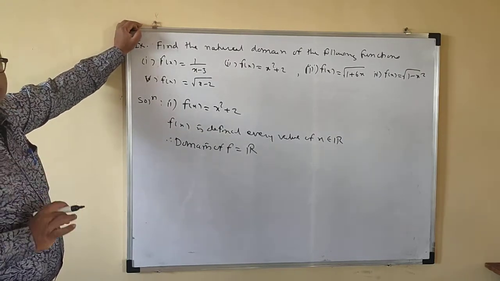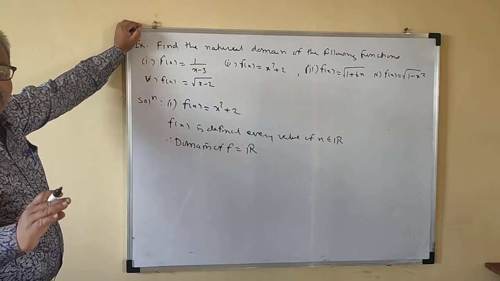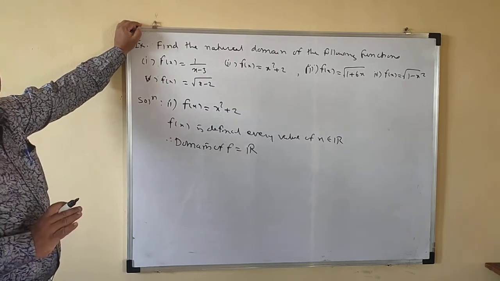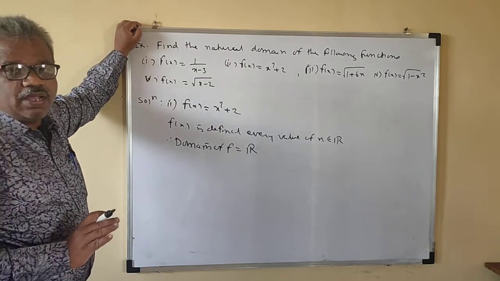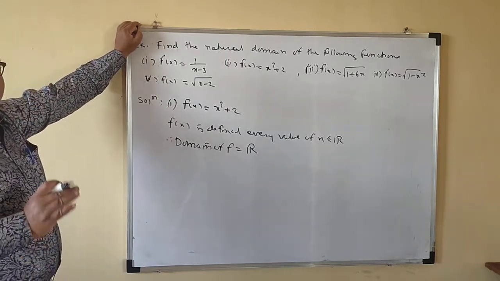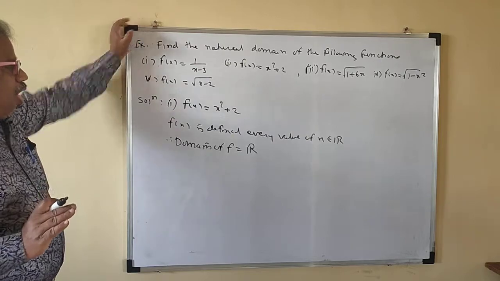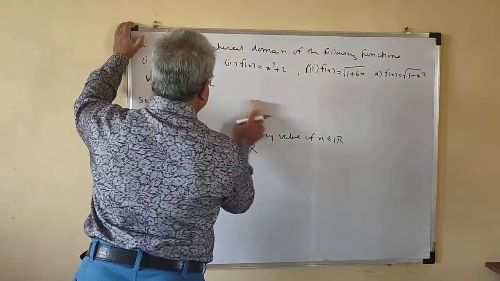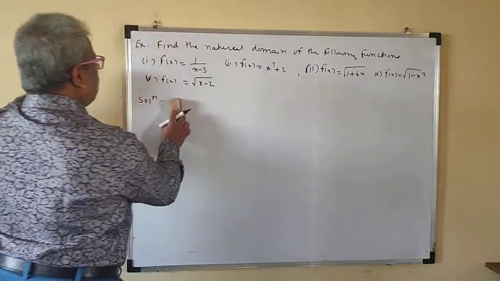So now the problem is over. You only have to find the domain of this one. That means whatever the R, you have to find the possible values of x. That means you have to specify the values of x only. Now we will take the third one.